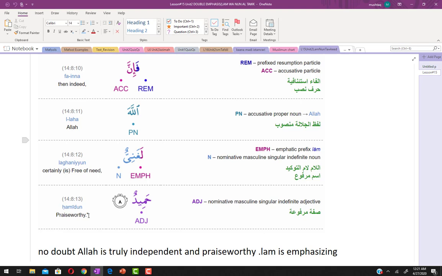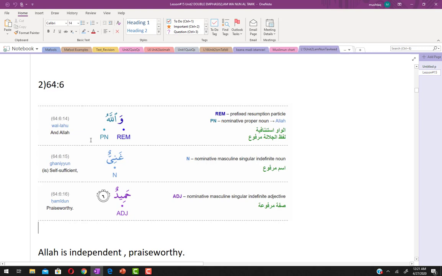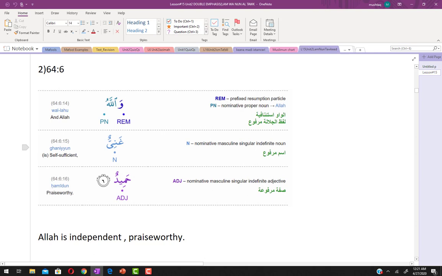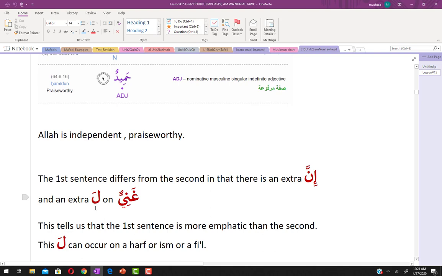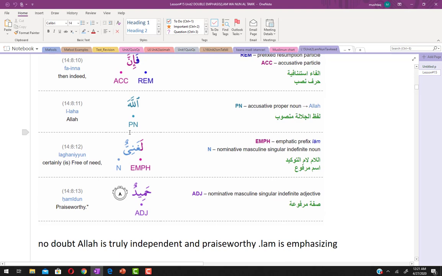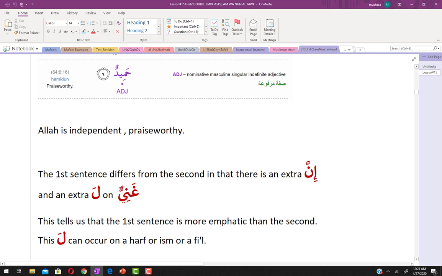The same ayah in a different surah, we have Wallahu ghaniyun hamid. Notice that in this ayah you don't have an inna, you don't have a lam tawkeed. How do you translate this? And Allah subhanahu wa ta'ala is independent, praiseworthy. So the first sentence differs from the second in that there is an extra inna and an extra lam tawkeed on ghaniyun. In the second sentence you don't have an inna or a lam tawkeed. So this tells us that the first sentence is more emphatic than the second.